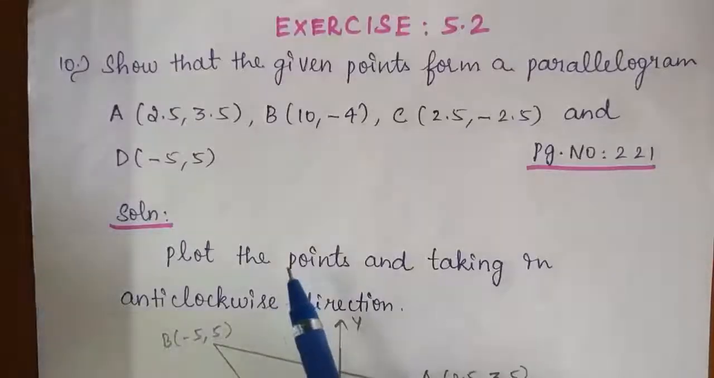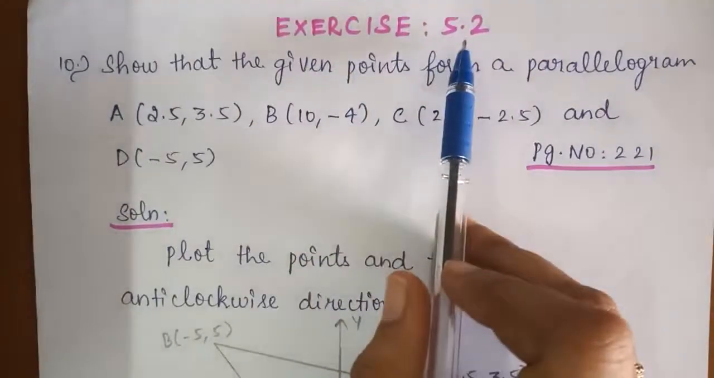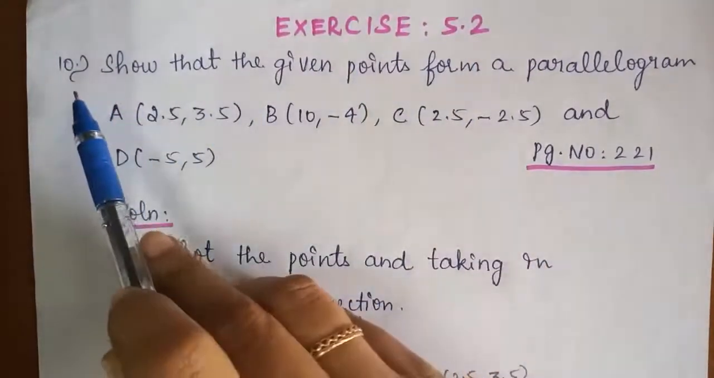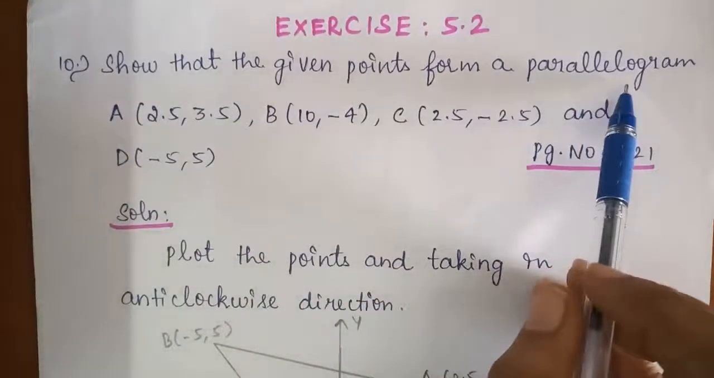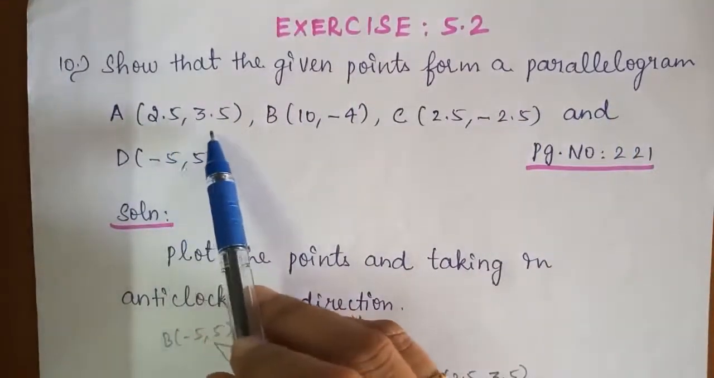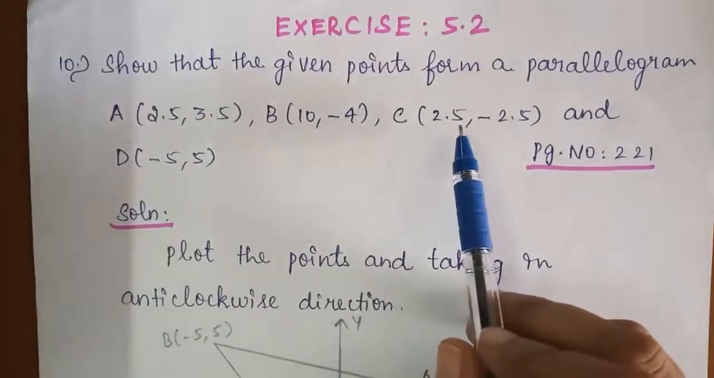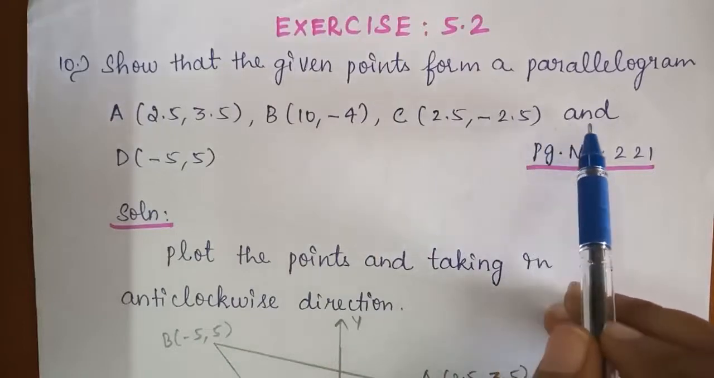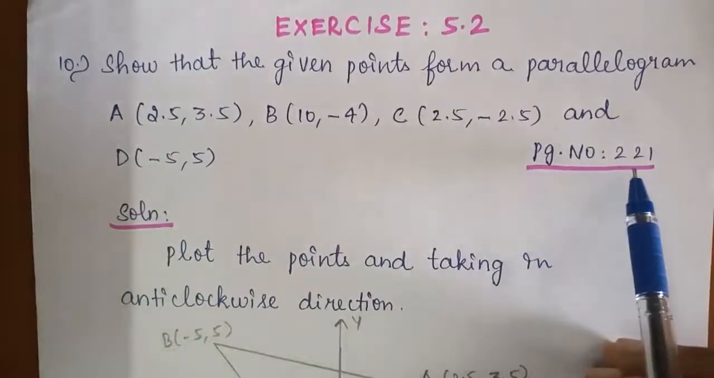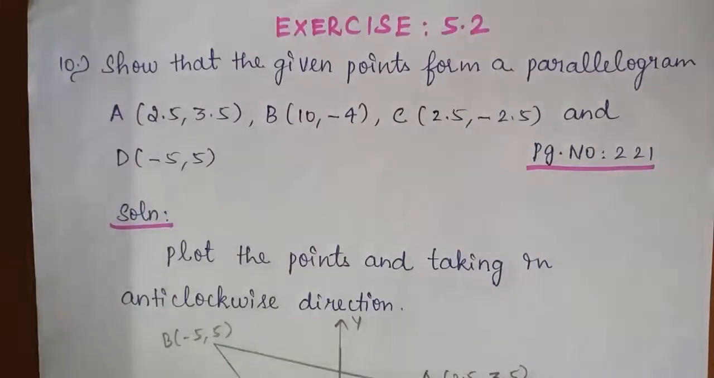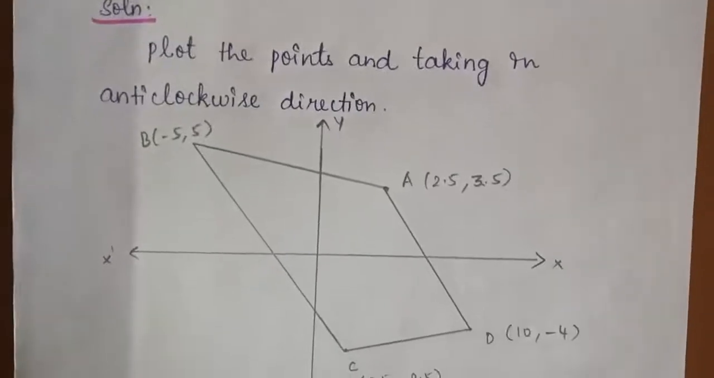Good morning students. Today we are going to see unit 5, coordinate geometry, and exercise 5.2 continuation. Problem number 10: show that the given points form a parallelogram, A of 2.5 comma 3.5, B of 10 comma minus 4, C of 2.5 comma minus 2.5 and D of minus 5 comma 5, which belongs to page number 221. So solution: plot the points and take them in anti-clockwise direction.